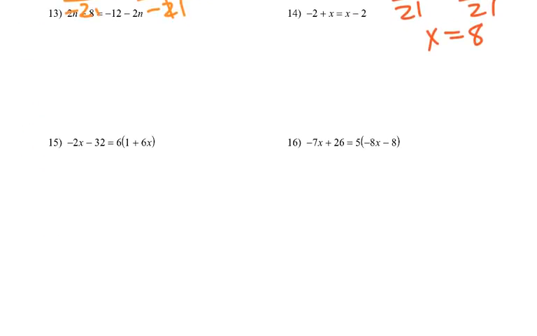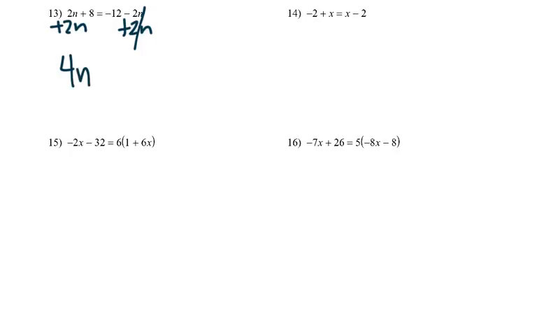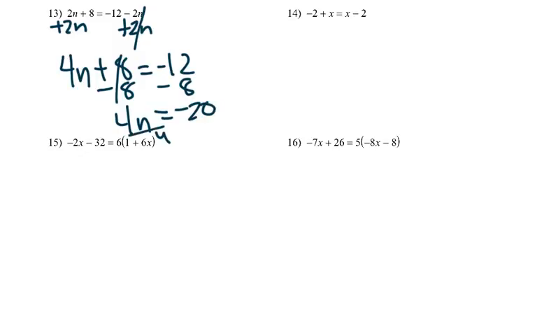Okay, so 13. Now I've got numbers and variables on both sides. So I can get rid of this 2n by adding 2n. That'll make it 0. Okay, but because of the addition property of equality, I do it to the other side. So 2n and 2n give me 4n plus 8 equals -12. Then I subtract the 8 to get rid of it. So we get 4n equals -12 minus 8 is -20. Divide by 4. We get n equals -5.